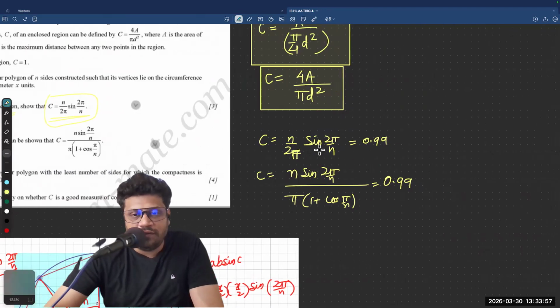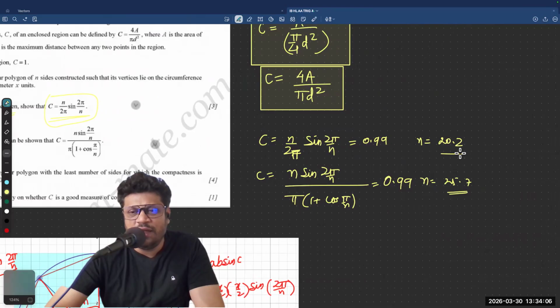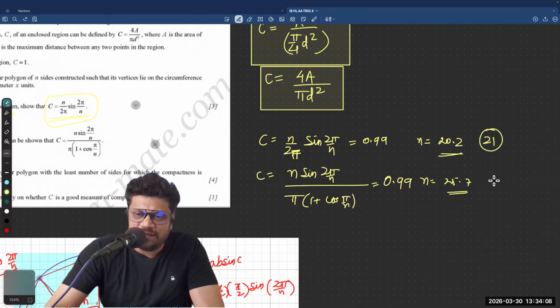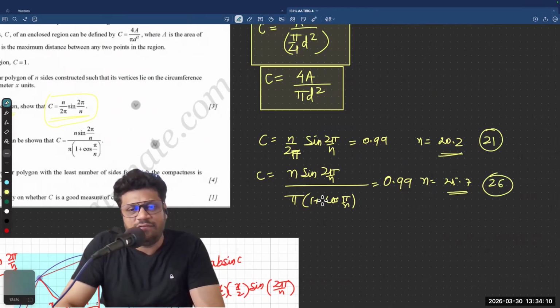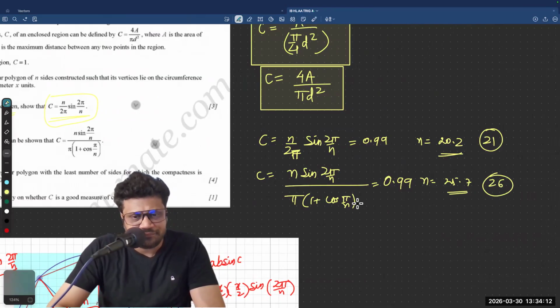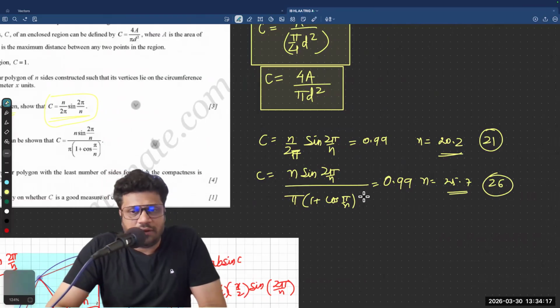So if you solve this on the calci, you'll come to a 20.2 on this one and a 25 point something on this one, 25.6 or something. So in a way, you're looking at 21 sides here and about 26 sides here if you solve this on a calci. Okay, so you can go to the solver on your calci, the equation solver on your calci.